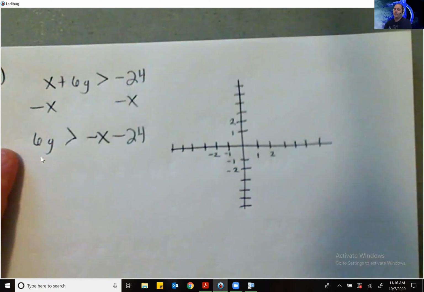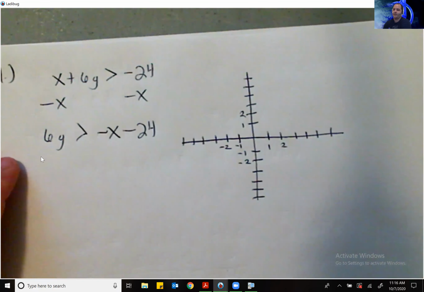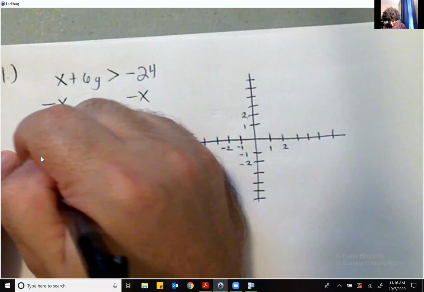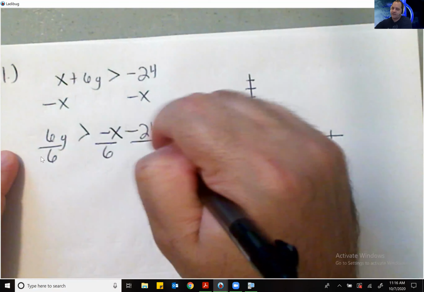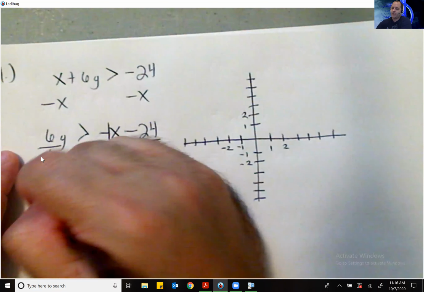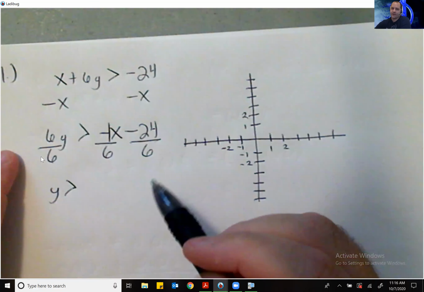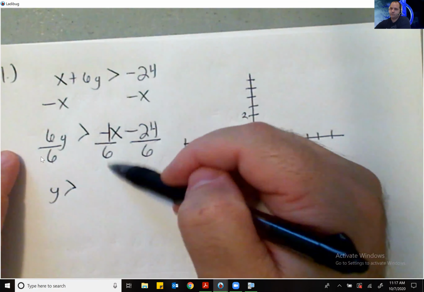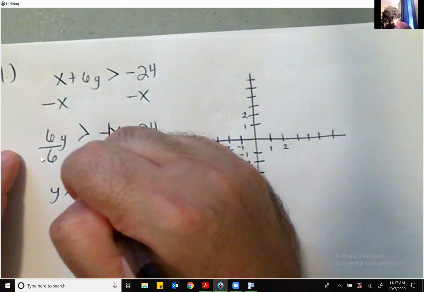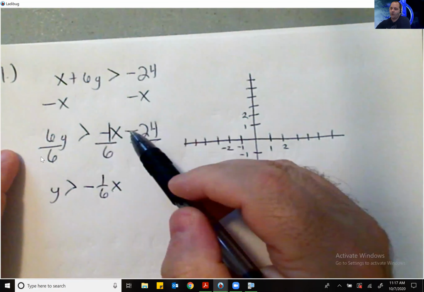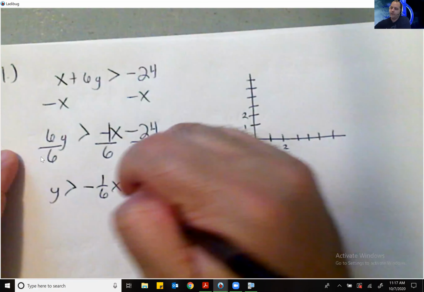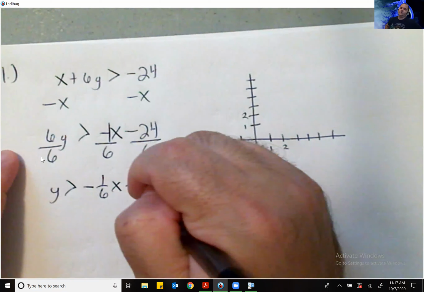All right. Now what do we do? Because we're not done yet. We got one more step. Divide both sides by 6. So we're going to divide all of our numbers by 6. And remember that there's a negative 1 right there. So y is greater than negative 1/6 x. Does it reduce or change? No, it stays negative 1/6. What's negative 24 divided by 6? Negative 4.